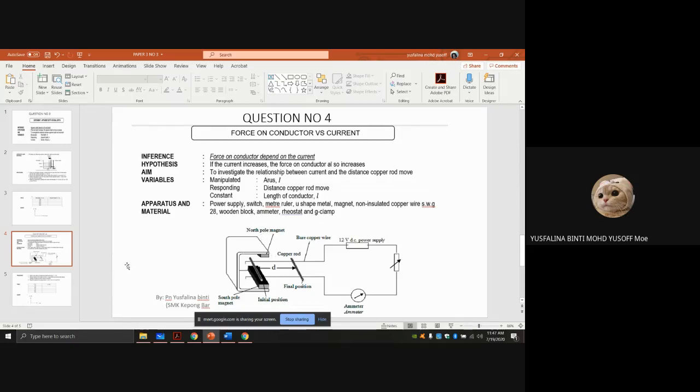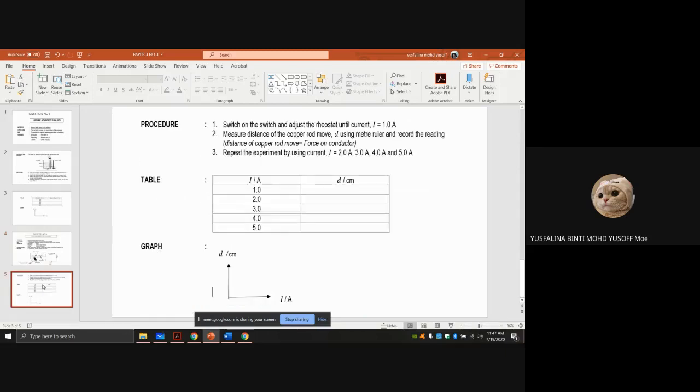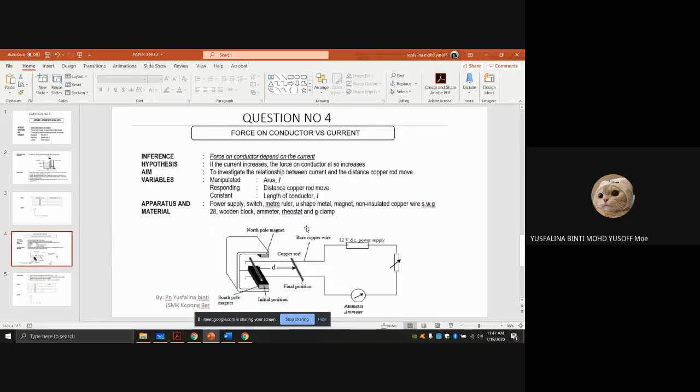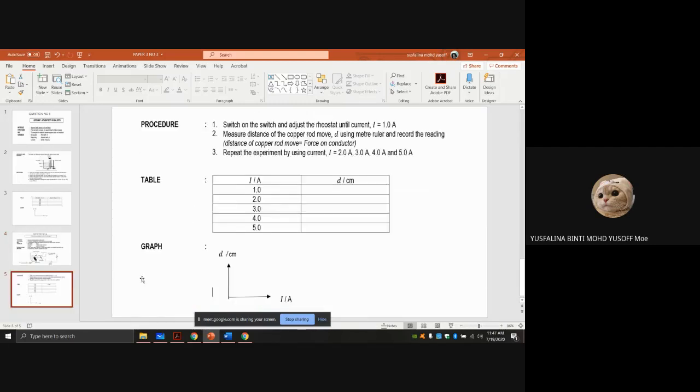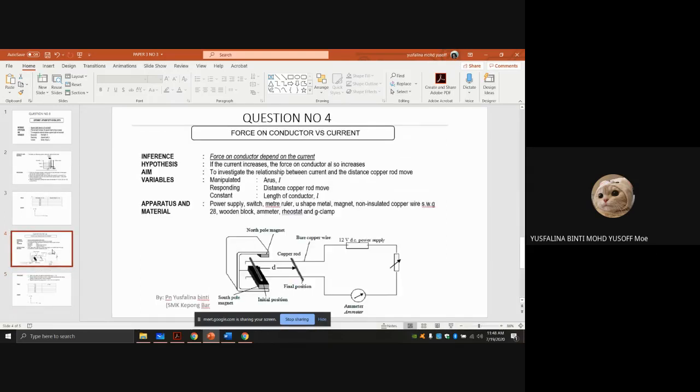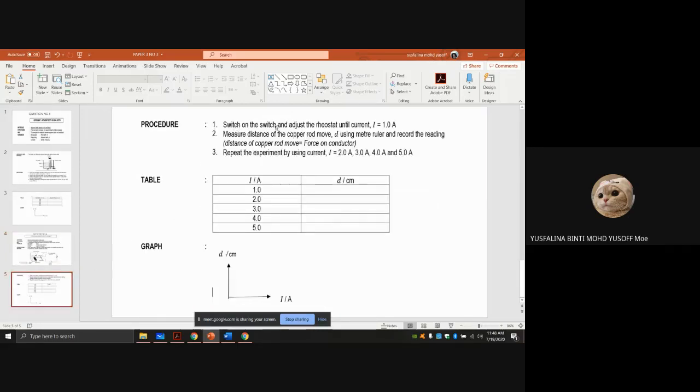The next one is the procedure. This one is very simple. Switch on the circuit, or because you use a power supply, switch on the power supply. That one must have. Maybe you can add this one: switch on the power supply, because the diagram doesn't have a switch. So switch on the power supply.